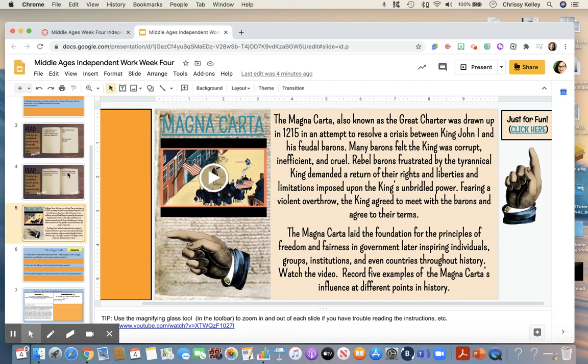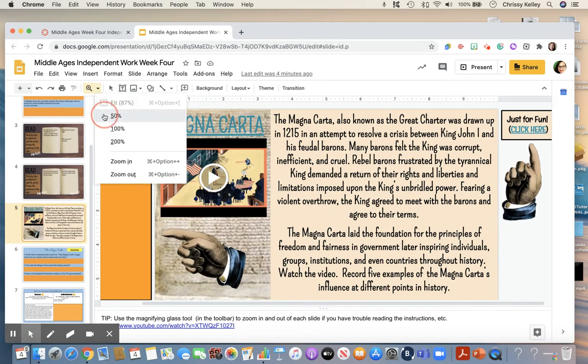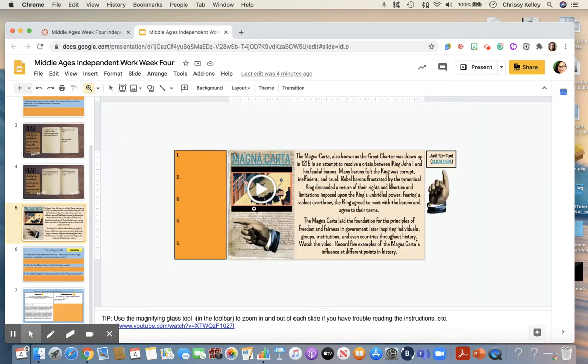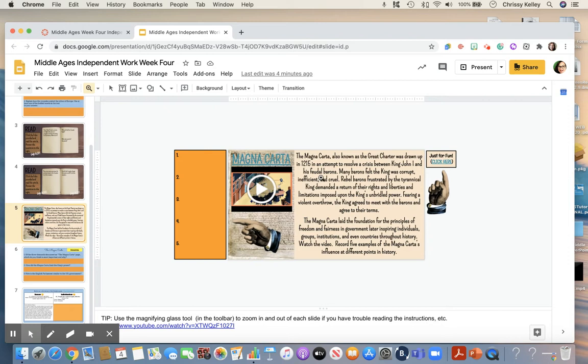Okay, so for your grand finale this week, we are going to be investigating the Magna Carta. So when we look at the Magna Carta, I'm going to go ahead and zoom out. Remember, magnifying glass, 50%. What it's asking me to do is, the Magna Carta was known as the Great Charter, drawn up in 1215, an attempt to resolve a crisis between King John I and his feudal barons.